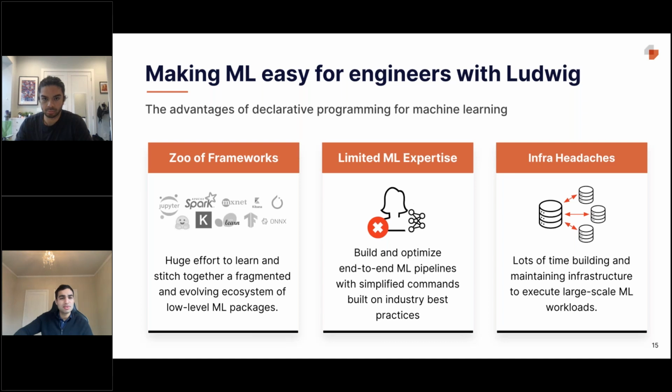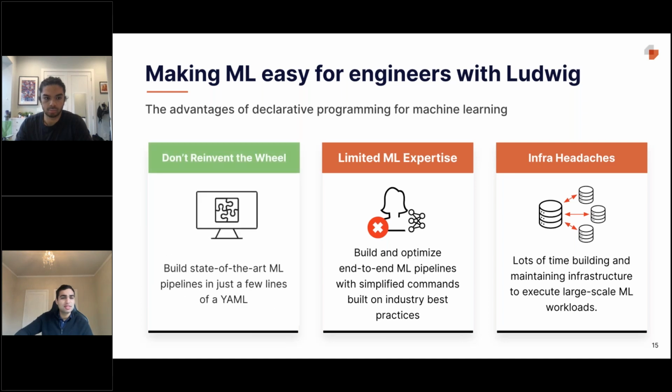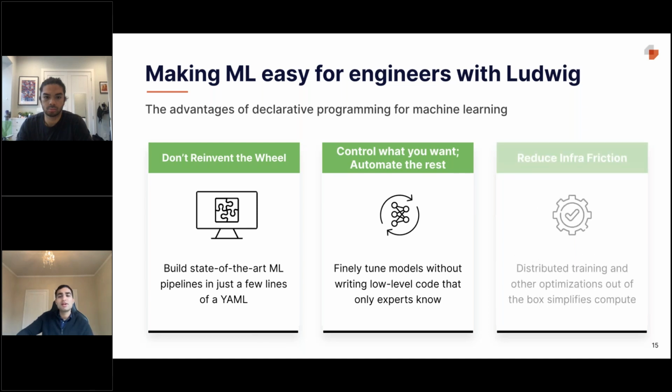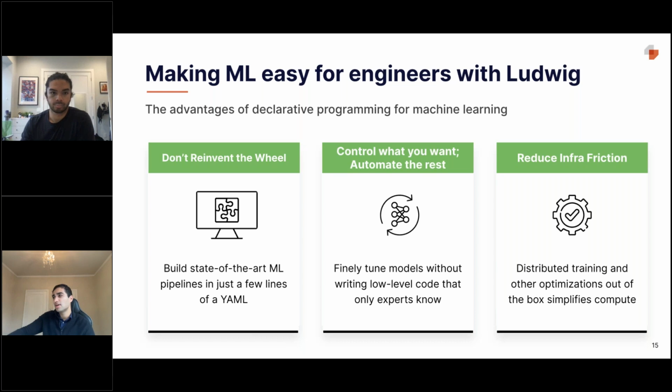And the real advantage that we see is that instead of a zoo of frameworks, users now don't need to reinvent the wheel. They can just build state-of-the-art ML pipelines in a few lines of YAML configuration. Instead of needing deep expertise in machine learning, users can pick and choose the parts that they want to control and allow the rest of the pipeline to be automated via the config. And instead of having to deal with massively complex infrastructure, software developers can now reduce infrastructure friction by getting things like distributed training and many other optimizations out of the box.